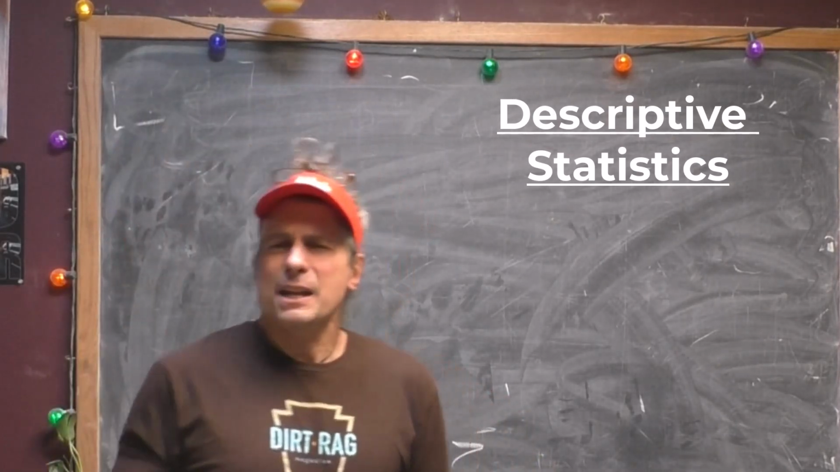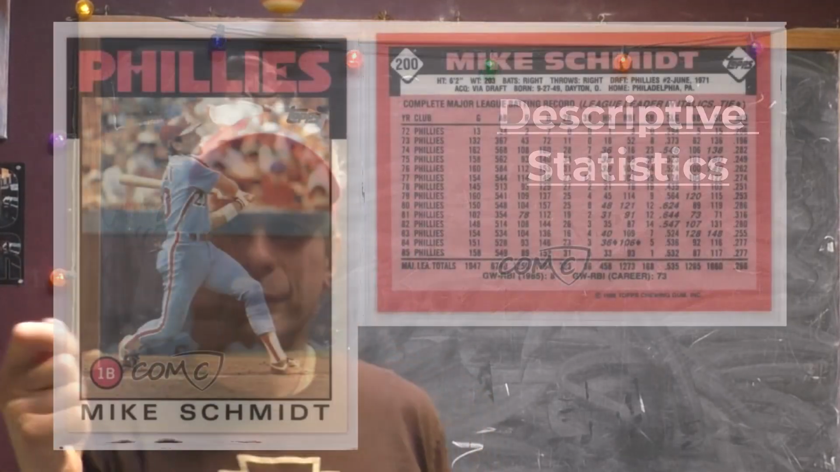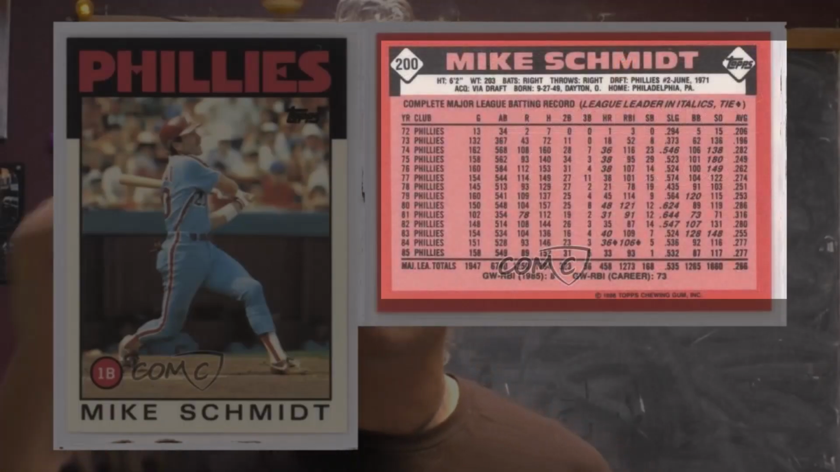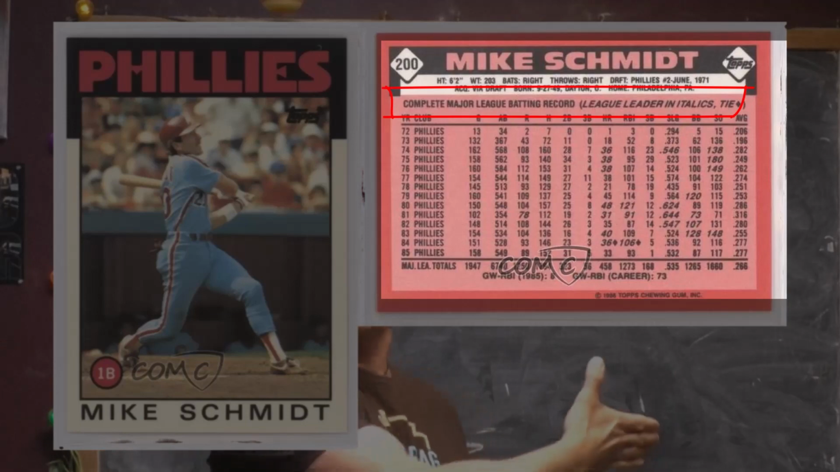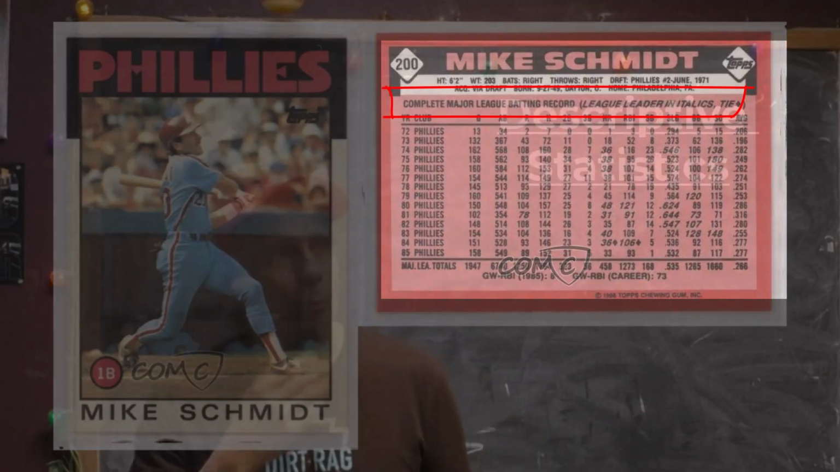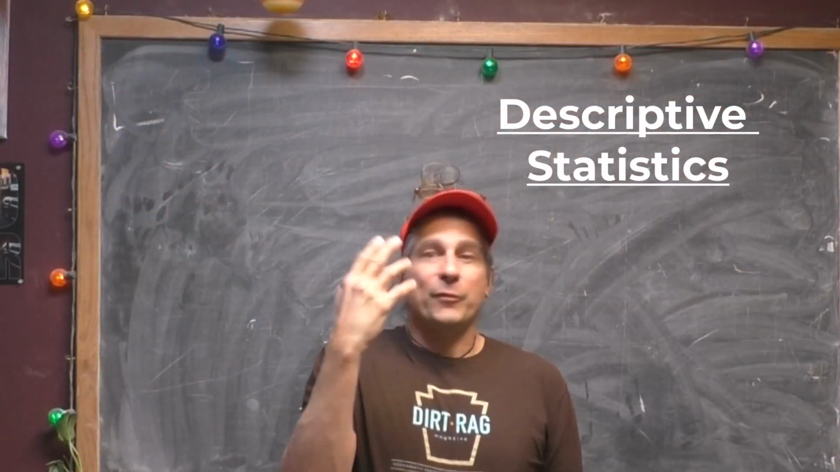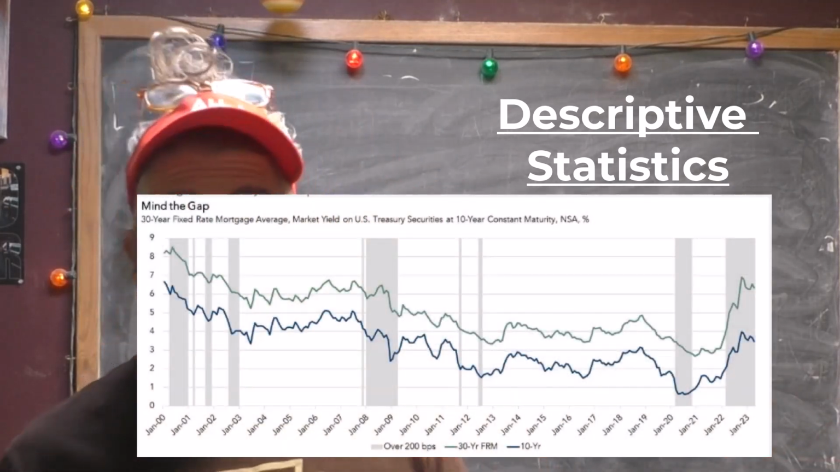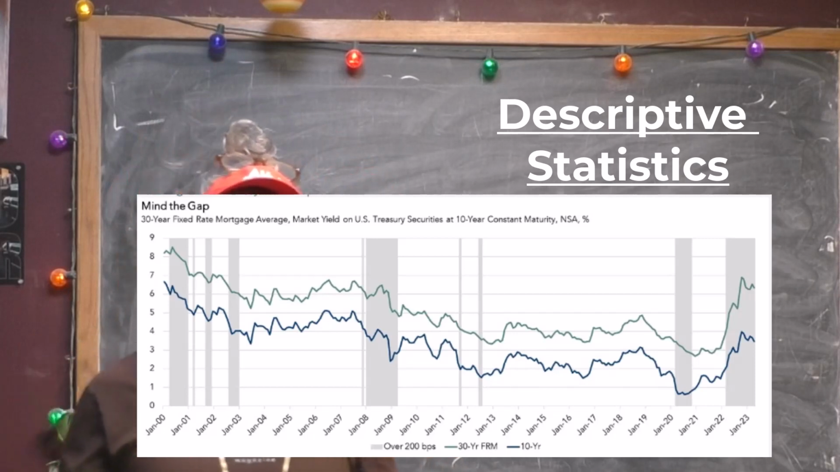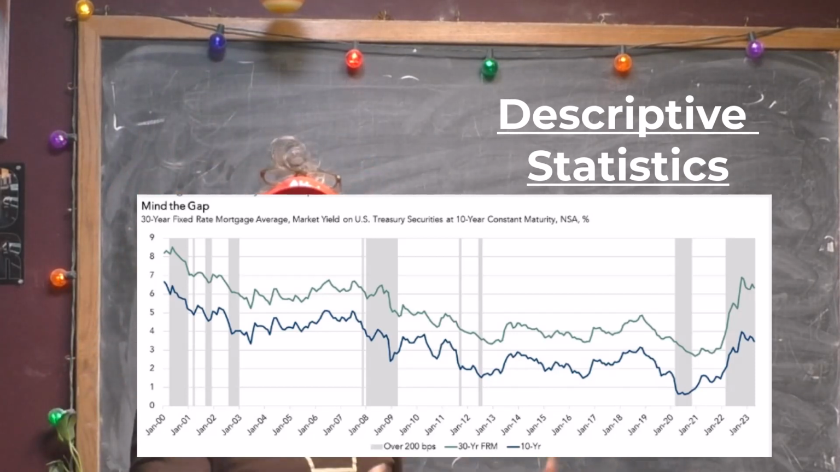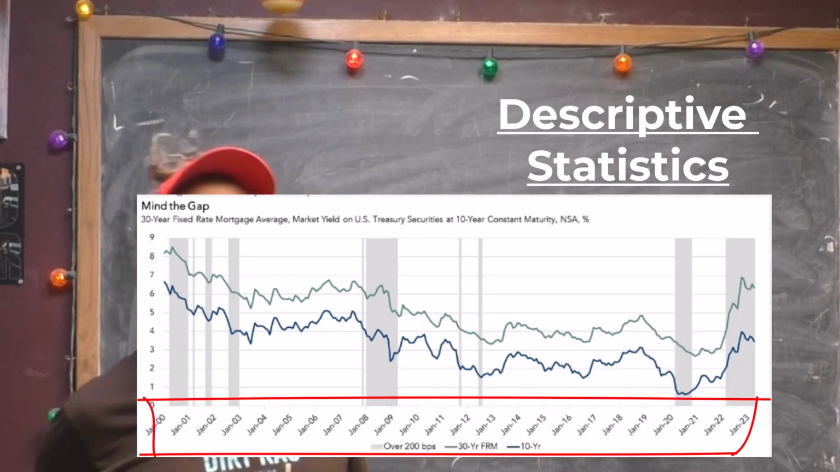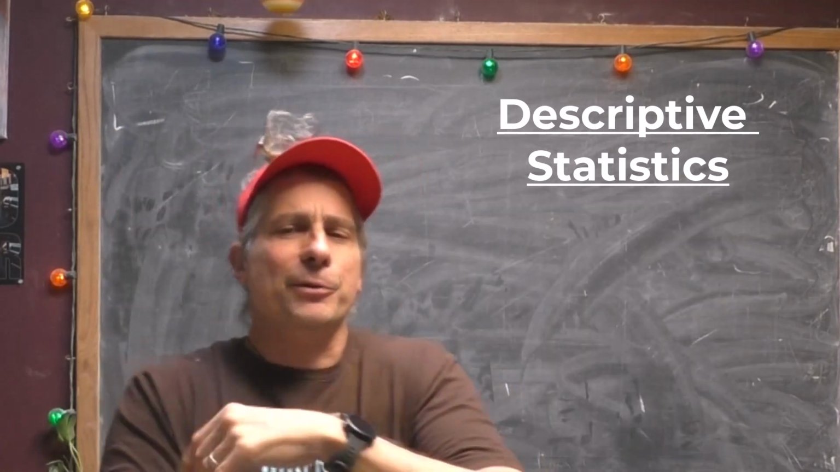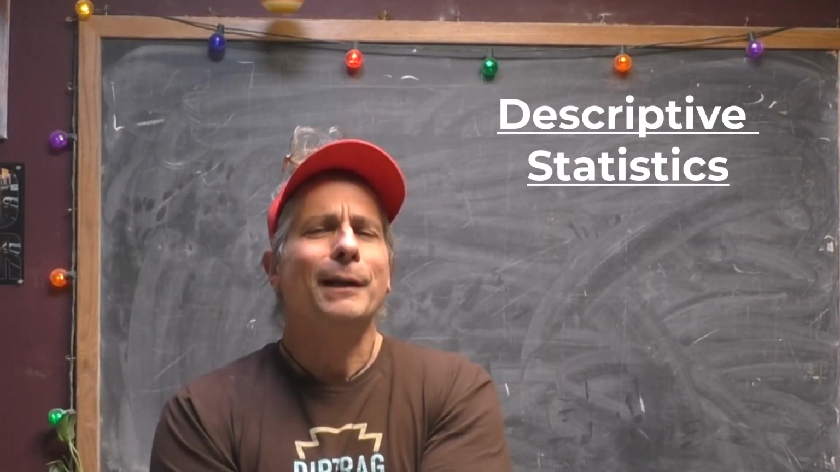Descriptive stats. You ever look at the back of a baseball card? Those are descriptive statistics. That's how a player performed over a given number of seasons. If you read the financials in the newspaper or online, those are descriptive. That happened. It's stuff that happened, and it's simply a report of stuff that happened.